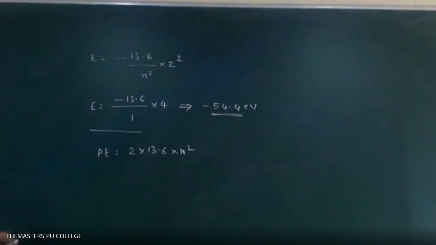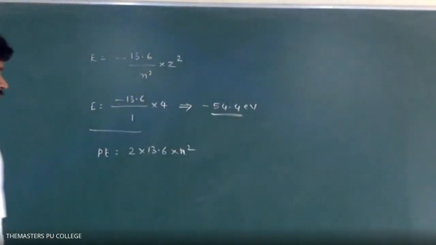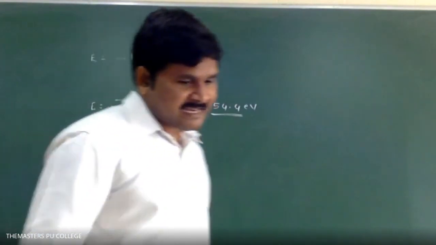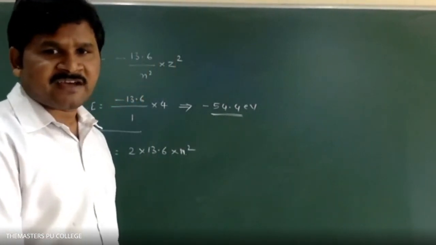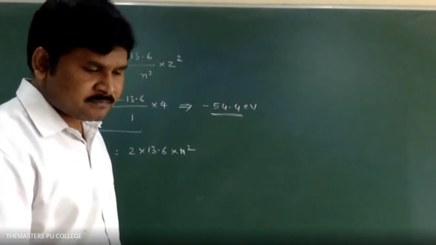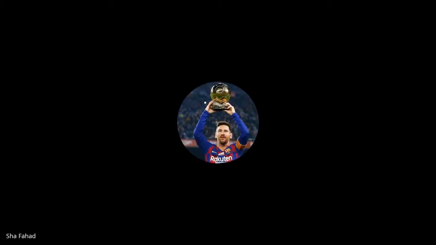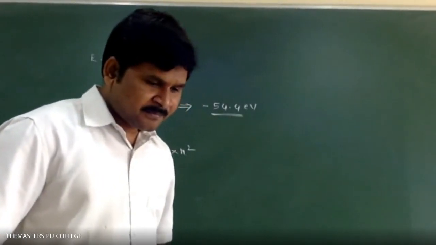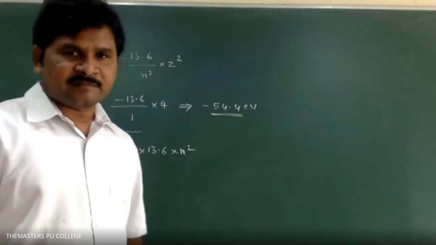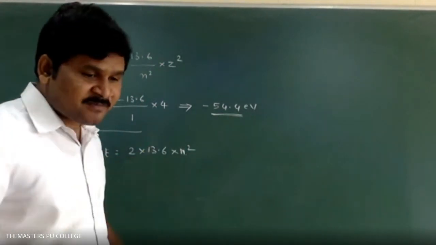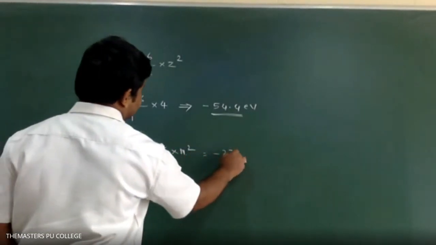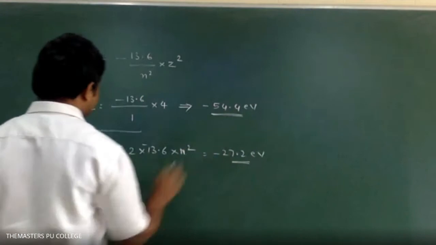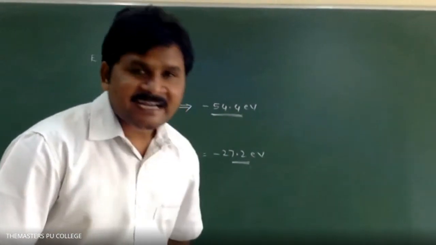Potential energy of hydrogen atom is 2 into 13.6 into n square. Here, what n value do we have to take? 1. 1 square. So 2 into 13.6 is how much? Minus 27.2 electron volts. Minus 27.2 electron volts.